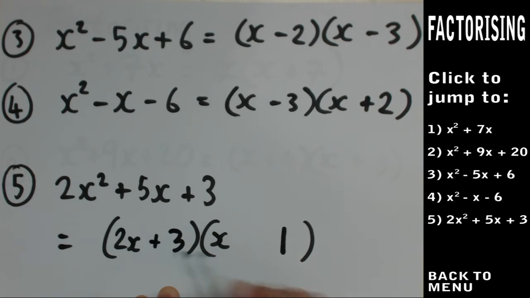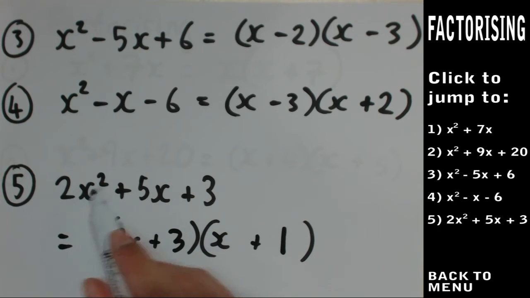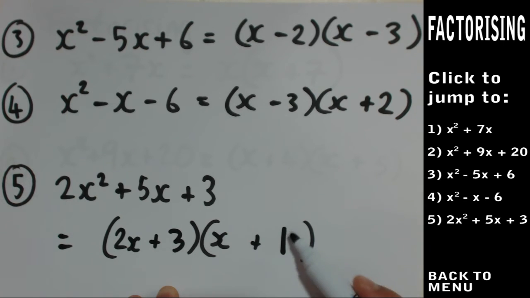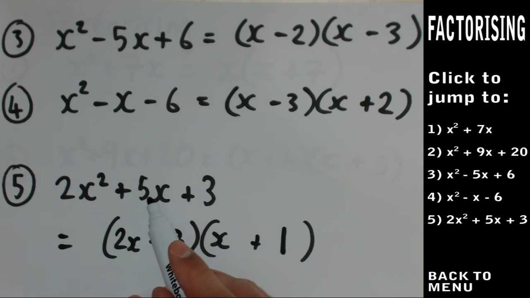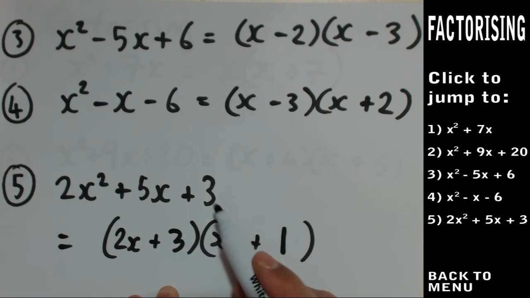They're both positive still. And if you think about it, when you multiply that, 2x times x is 2x squared. 2x times 1 is 2x, so that 1 has been doubled, 2x. 3 times x is 3x, so the 2x plus the 3x gives the 5x, and then 3 times 1 is 3.